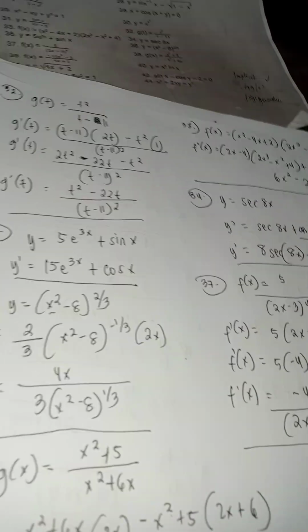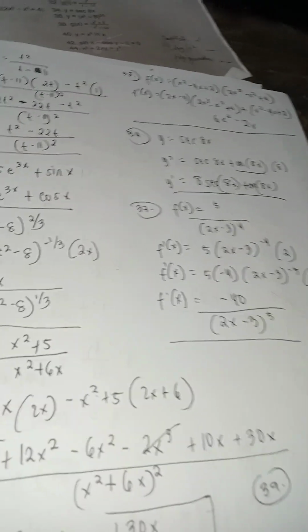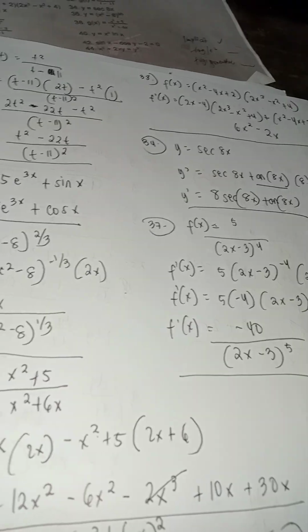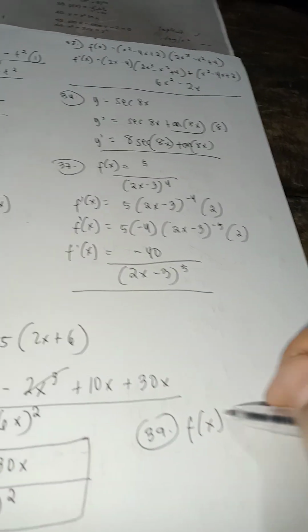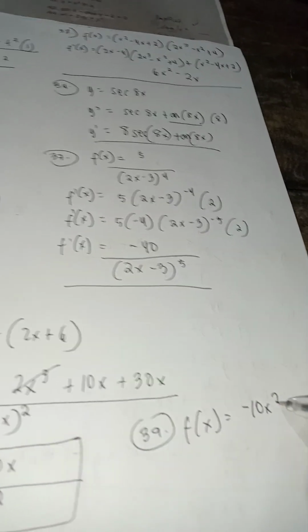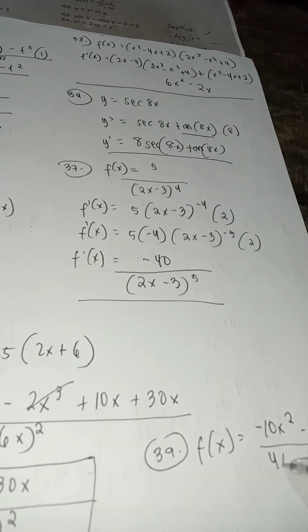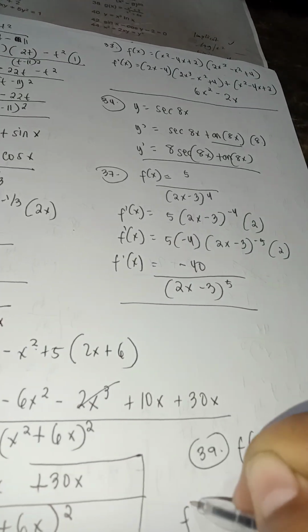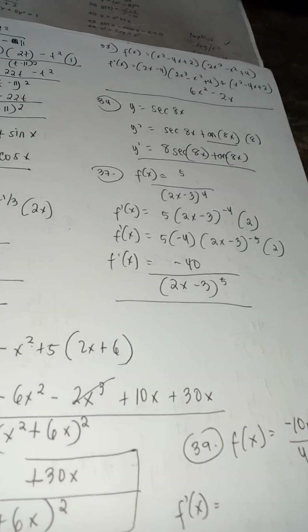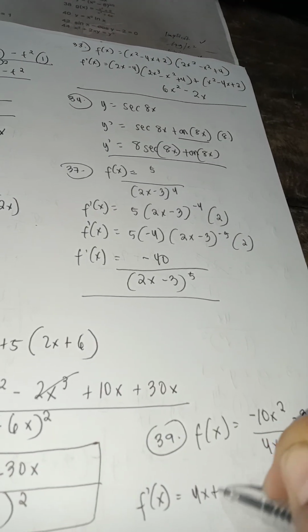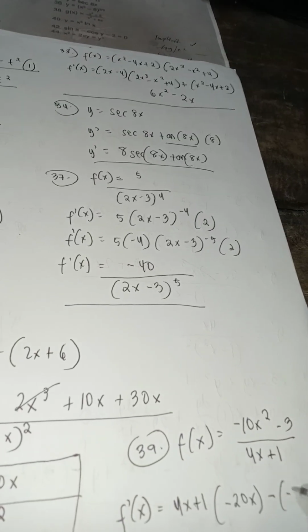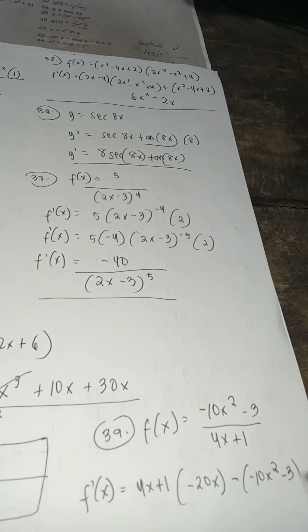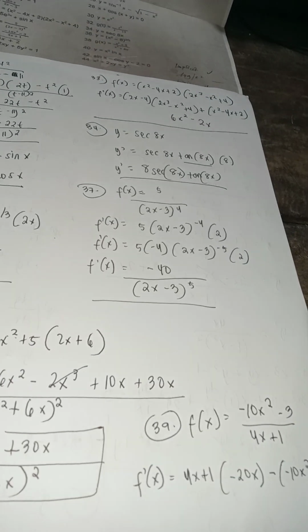Number 39. We have here f of x is equal to negative 10x squared minus 3 over 4x plus 1. So apply the quotient rule. So 4x plus 1 times negative 20x, minus negative 10x squared minus 3 times 4.